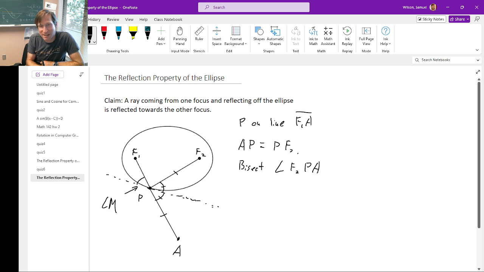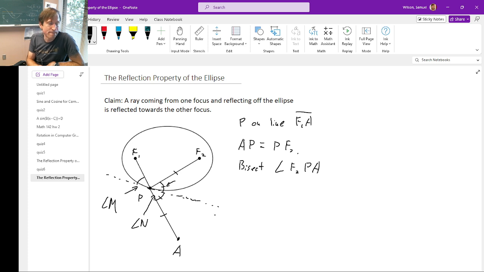If this angle bisector is tangent to the ellipse, then that means that the angle M will be equal to the angle N here, because they are vertical angles. They're angles across from each other on the intersection of two lines. But then we'll be done, because that means this incoming angle M will be equal to the outgoing reflection angle to the right here. So all we really need to prove now is that this bisector is tangent to the ellipse.